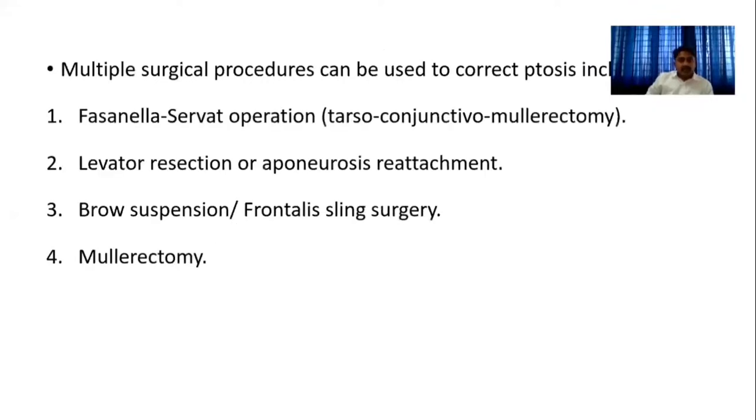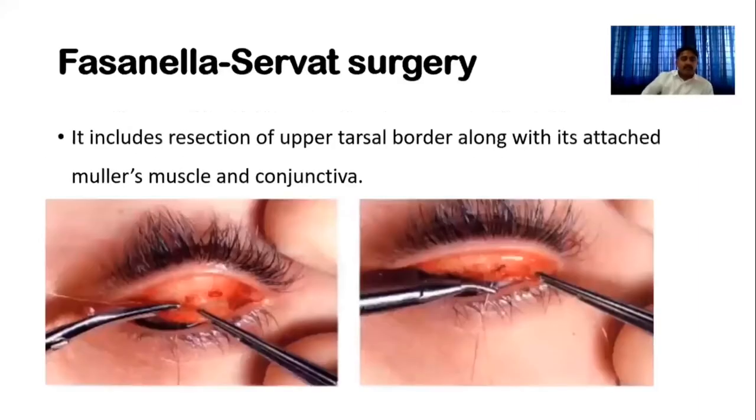Many surgeries have been done in the past, like the Fasanella-Servat procedure, levator resection or aponeurosis reattachment, brow suspension, also called frontalis sling, and Müllerectomy. Among these, the levator resection and the brow suspension are the most commonly done procedures.